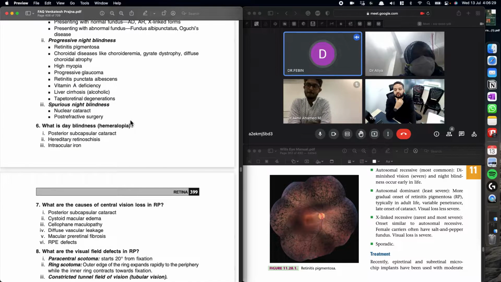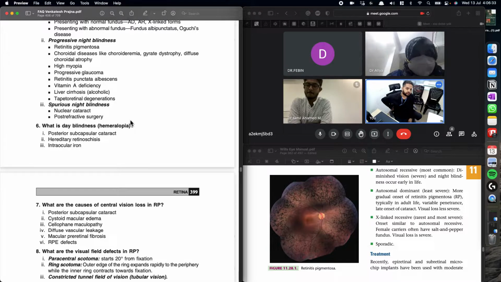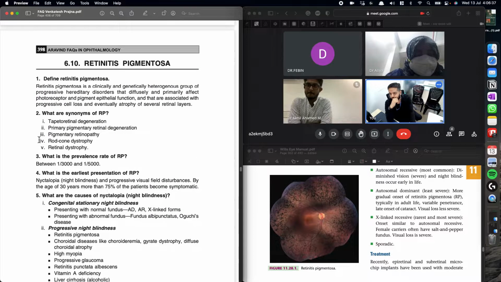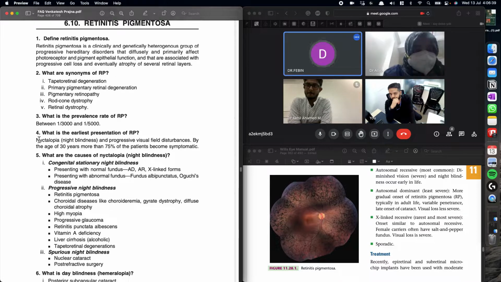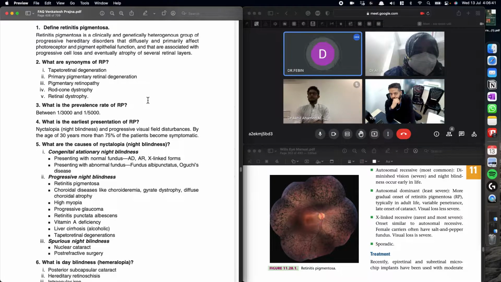Showing blackish bony spicules from the periphery. Okay. The disc and macula look normal. There are bony spicules present on the periphery towards the center.